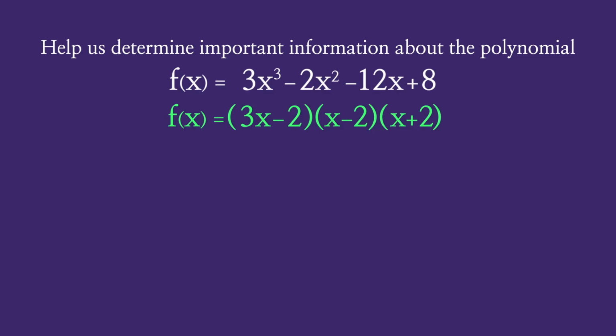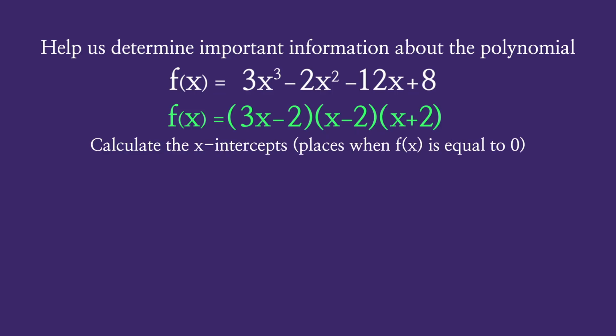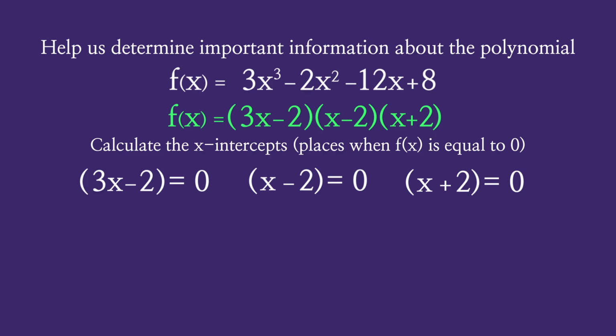For example, we can use the factored form to determine where the function equals 0, or the x-intercepts. You can do this by setting each factor equal to 0 and solving for x. In our example, we can determine that the polynomial touches the x-axis at 2/3, 2, and -2.